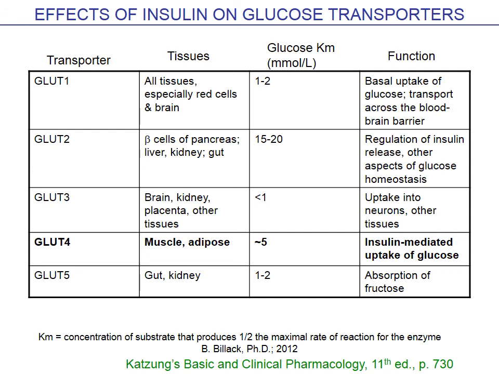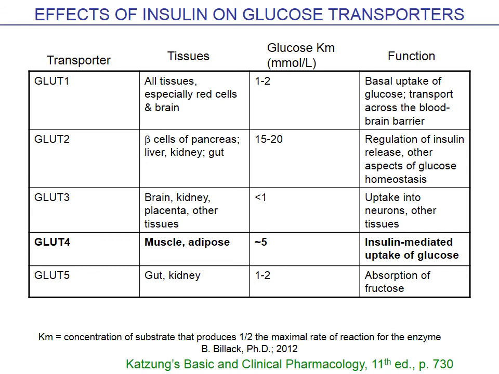The GLUT5 transporter is interesting. It's found in a few places like the gut and the kidney, but it's interesting because it actually also allows the transport of fructose in addition to glucose. So it's the only one of the 5 that will allow the absorption of fructose as well.